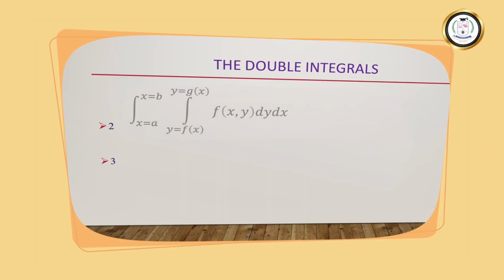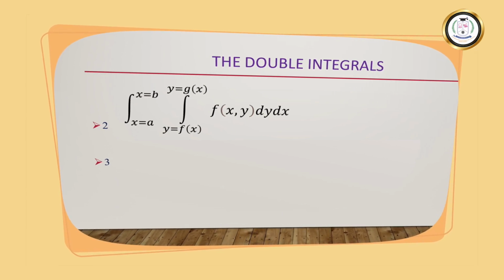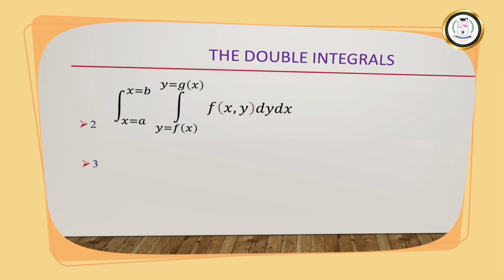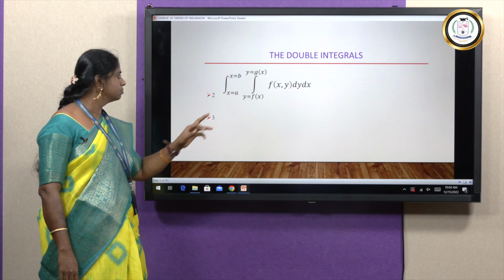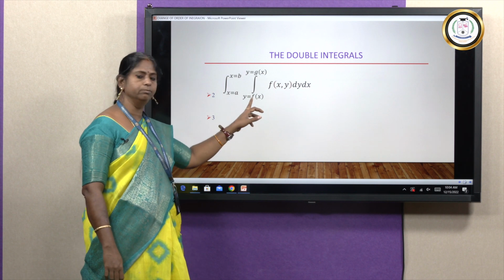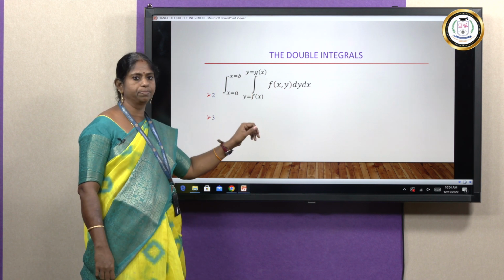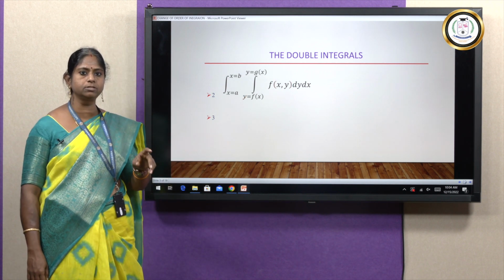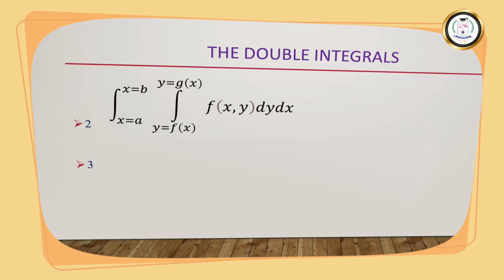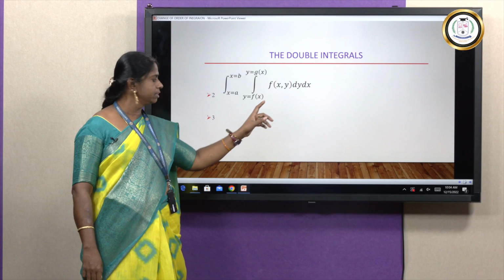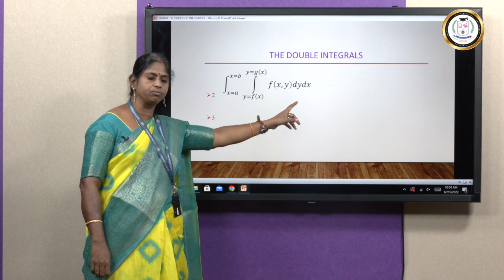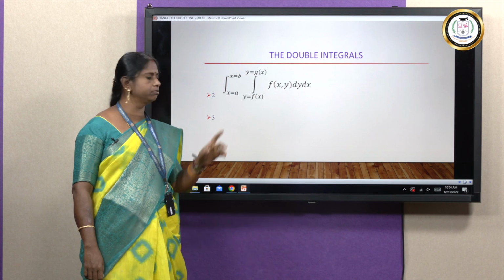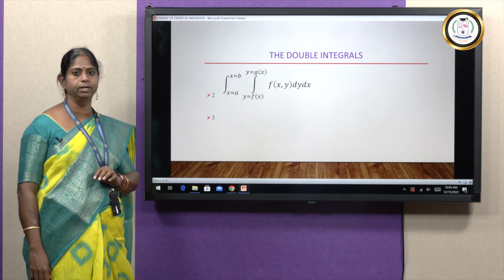The next type of double integral is x equal to a to x equal to b, y equal to f of x to y equal to g of x. Now you see that the inner limits are for the variable y. If a variable limit is given, you have to give preference first to the variable limit only. This is for y, so definitely the function is going to be integrated with respect to y first, and later you can integrate with respect to x. This is the second type of double integral.